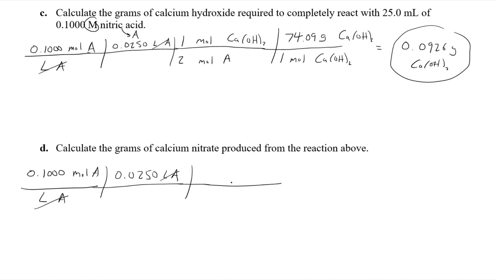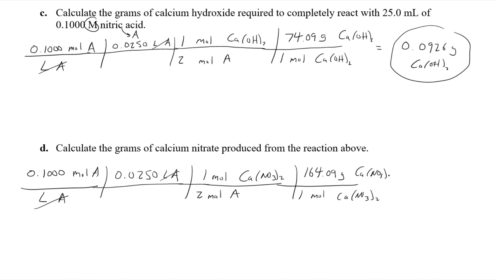My stoichiometry here is very similar. I have 2 moles of that acid per every 1 mole of that calcium nitrate that is produced. Remember, that's a product. And for every 1 mole of calcium nitrate, we can look on the periodic table and determine that that's roughly 164.09 grams per mole of that calcium nitrate.